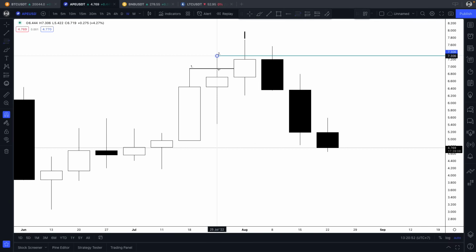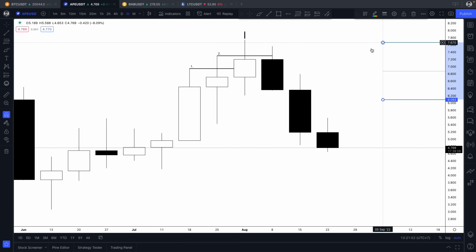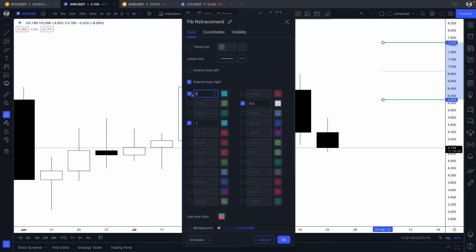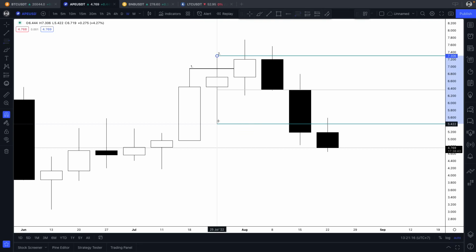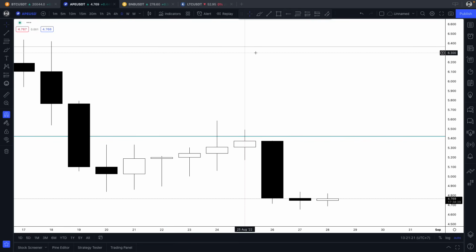So we mark out, this is a Fibonacci tool where I've just taken everything off it apart from the 1, the 0, and the 0.5. So what you want to do is set that up in here. Just use the 0, the 1, the 0.5. Nice and easy. So we mark that out from the high to the low, and that gives us the mid-range daily.